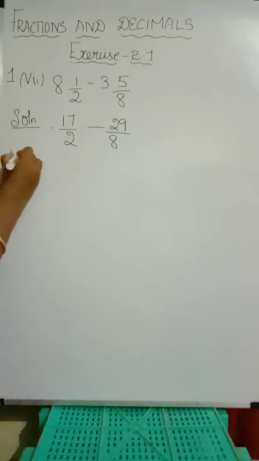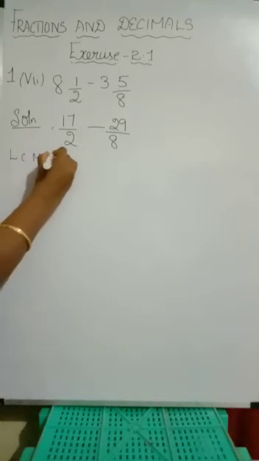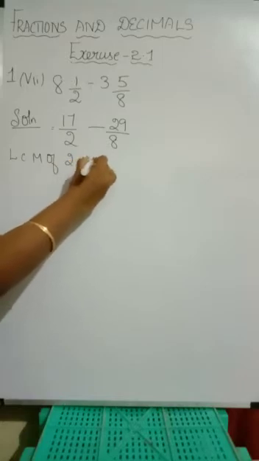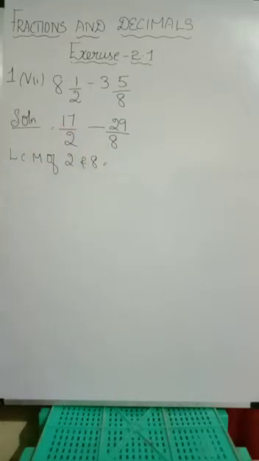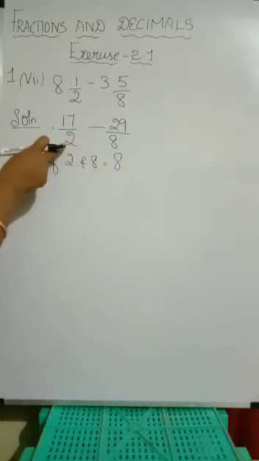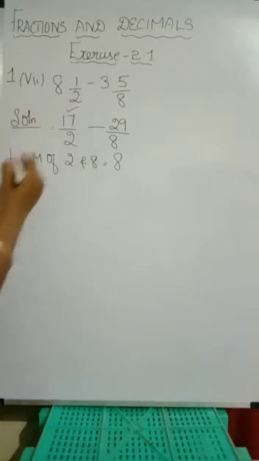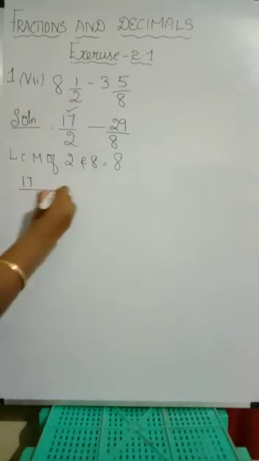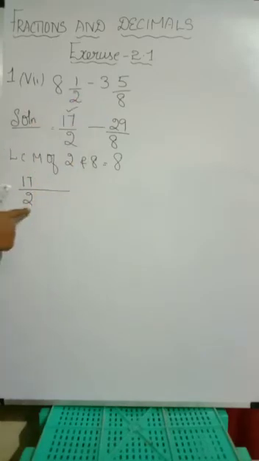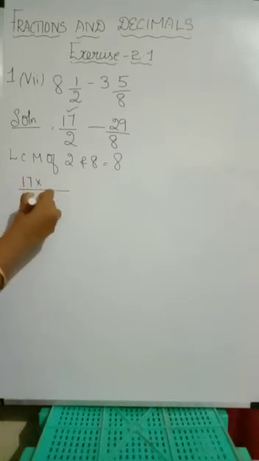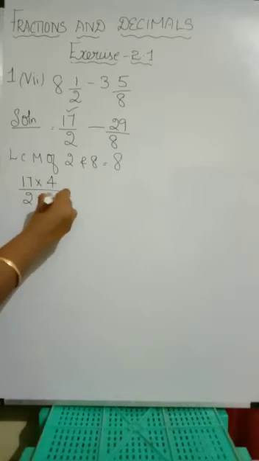Okay? Take the LCM of 2 and 8. What is the LCM of 2 and 8? 8 is the LCM. Yes. We have to change the denominator to be the same as the LCM. Take the first fraction, 17 divided by 2. Which number will make the denominator 8? If you multiply 2 into 4, 2 4s are 8, right? So multiply both numerator and denominator by 4.